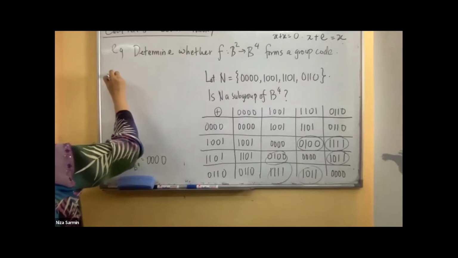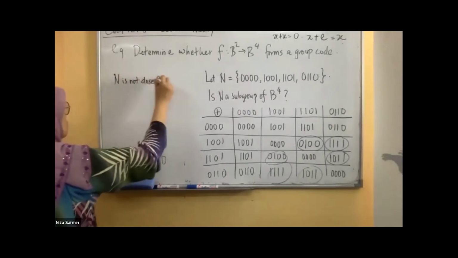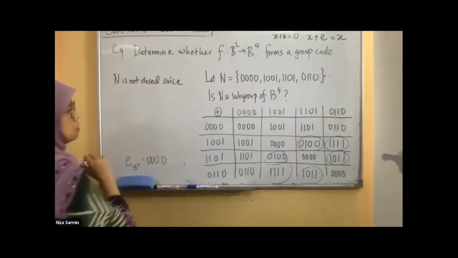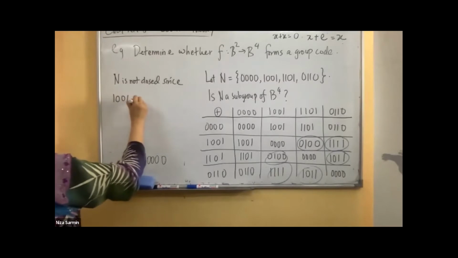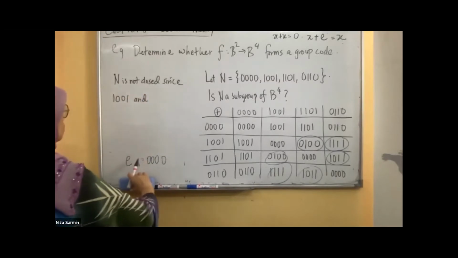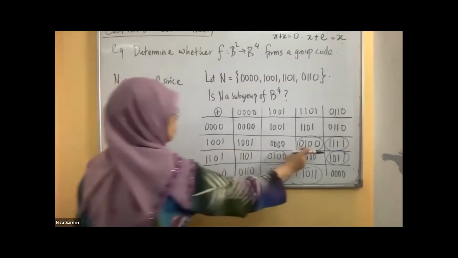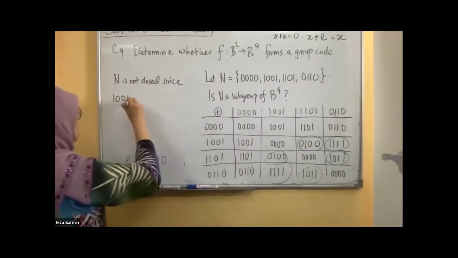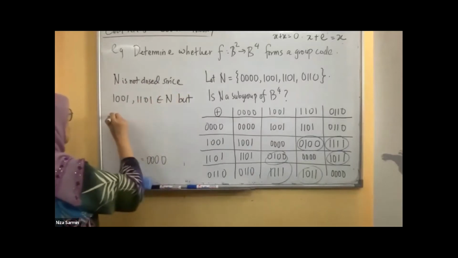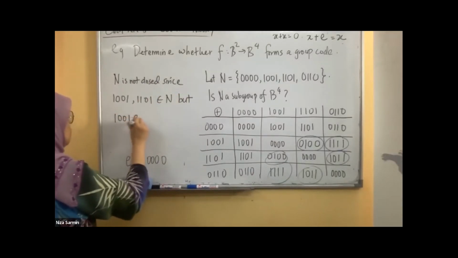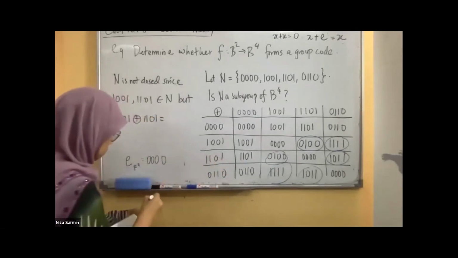And it is not closed since 1 0 0 1 and 1 1 0 1 are in N, but 1 0 0 1 plus 1 1 0 1.